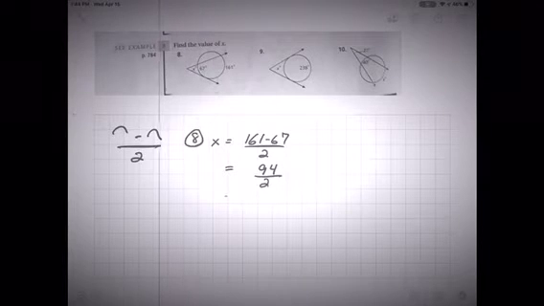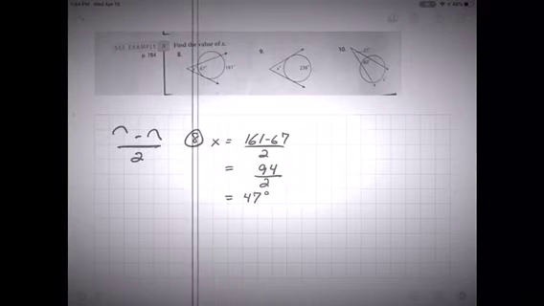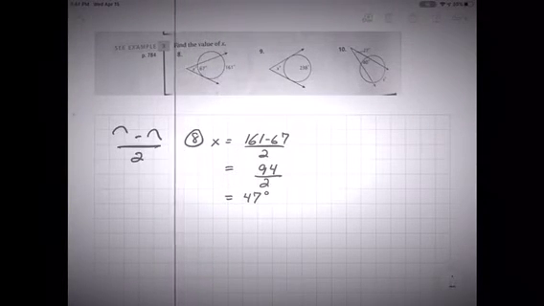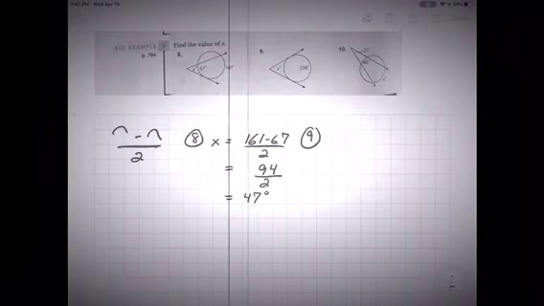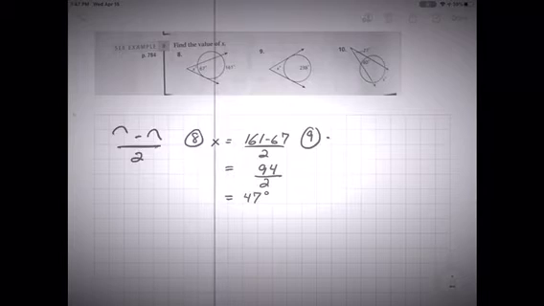All right, so 161 minus 67 is 94. Divide that by 2, and we get 47 degrees. So if it's all based upon where our vertex is, inside the circle, on the circle, outside the circle. Outside the circle, we do arc minus arc divided by 2.